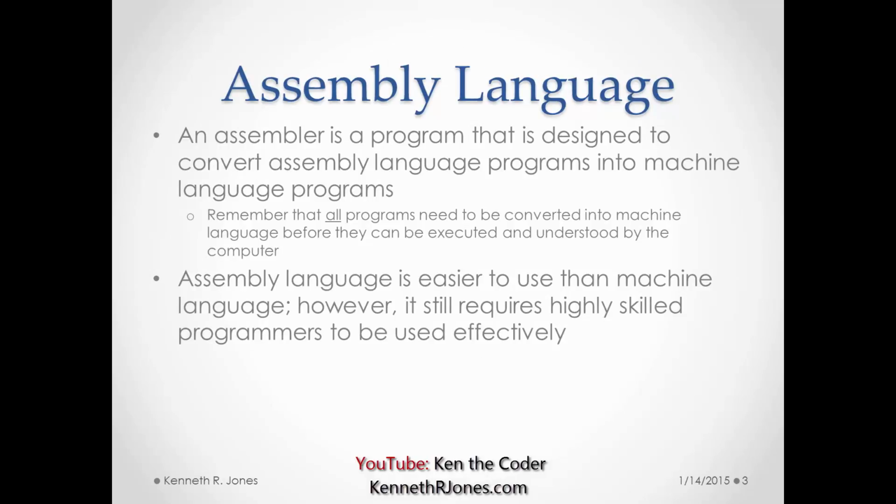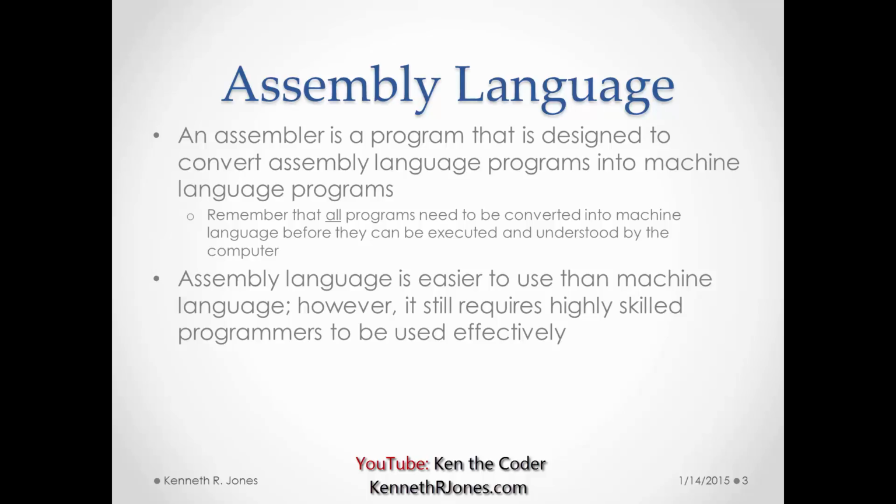And we've already learned that in order for a computer to understand a program, the program needs to be written in machine language. So it needs to be written in zeros and ones. So if we write a program in assembly language, we have to use another program called an assembler. An assembler is a program that will translate the assembly language instructions into machine language instructions so that the computer will be able to understand the program.